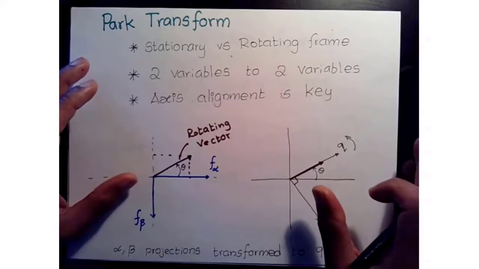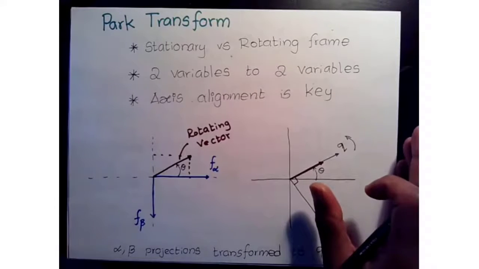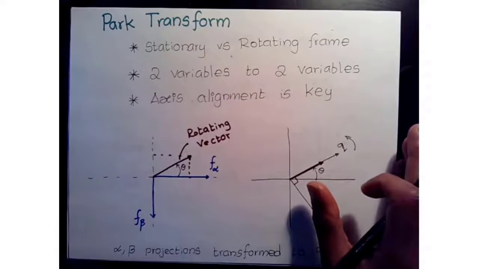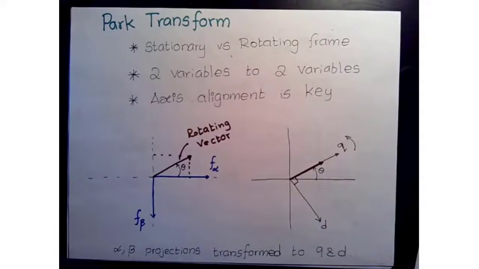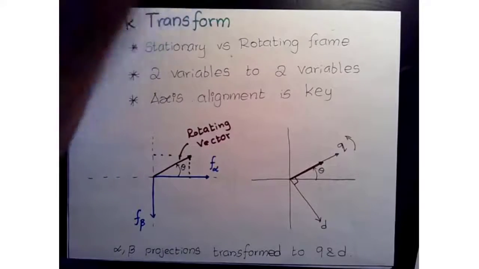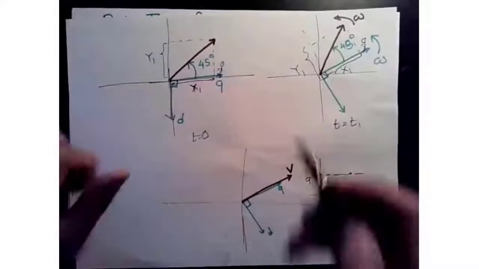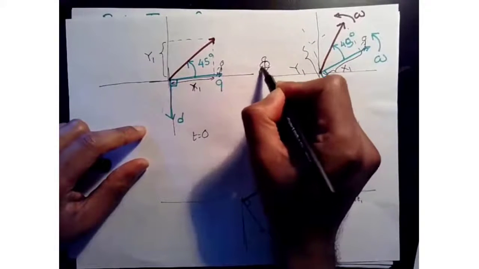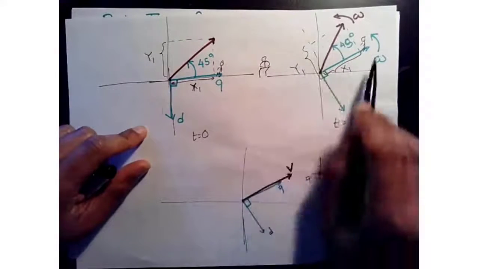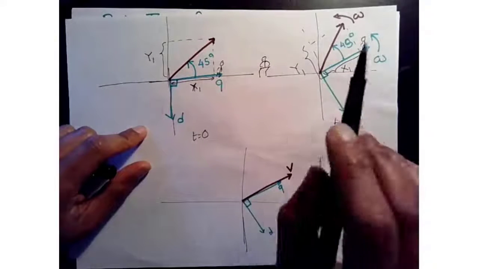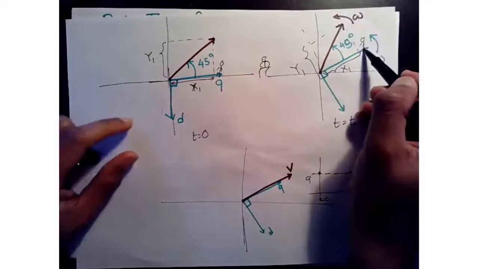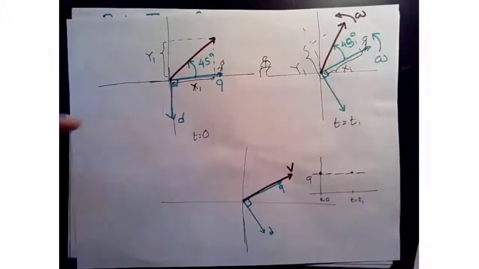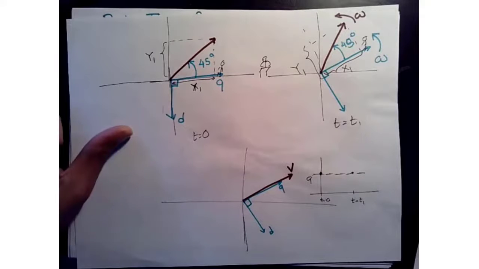Is that good? So the DC representation that we're looking at is just the projections. In real life, if you are looking at the stationary frame, someone sitting down here is still going to see this vector rotate. Only the person on this reference frame is going to see it as DC. Is that understood? Is that clear? That's very important, right? That's very important.